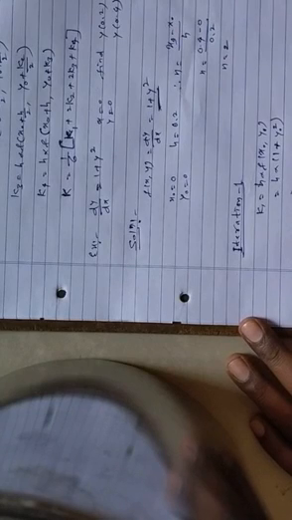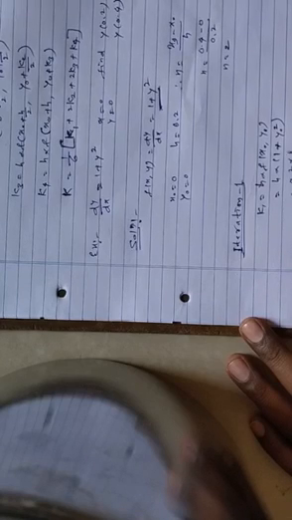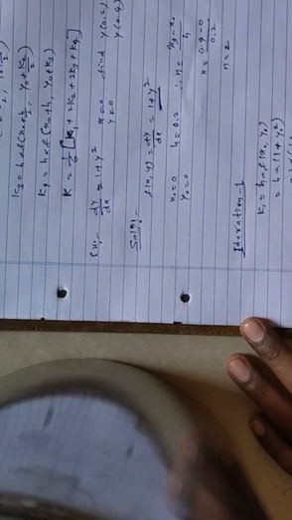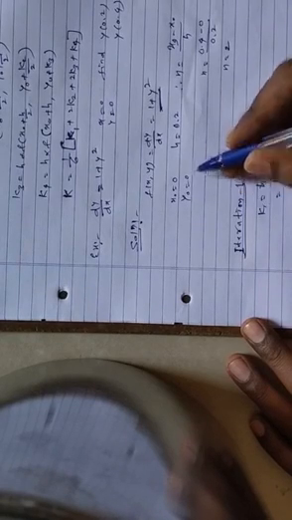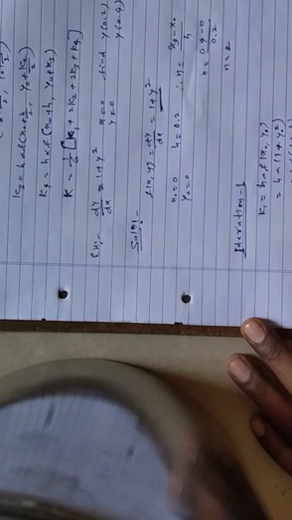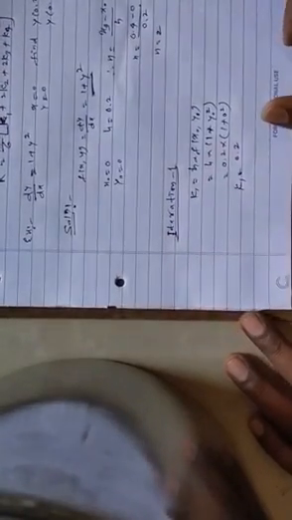Now substitute the values. The h value is how much? 0.2 into 1 plus y0 square. Y0 value is how much? The initial value, that is 0. He has given 0, therefore this becomes 0 square. So this is 1 into 0.2. The k1 value will be 0.2. K1 equal to 0.2.